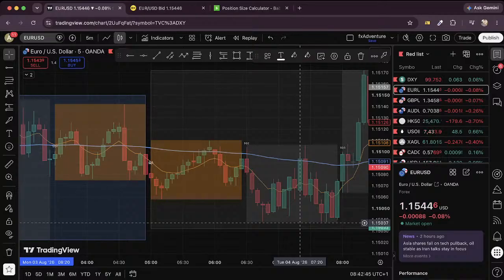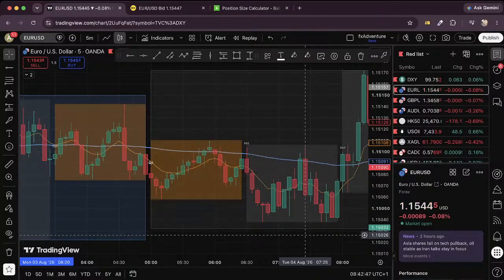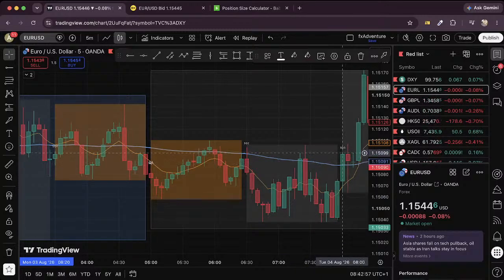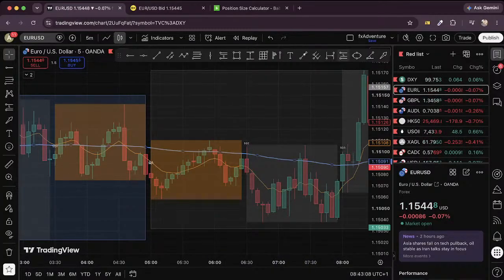This is my idea now. Not only that, he left the 100 EMA behind it, so you will be entering here. You'll be entering here.